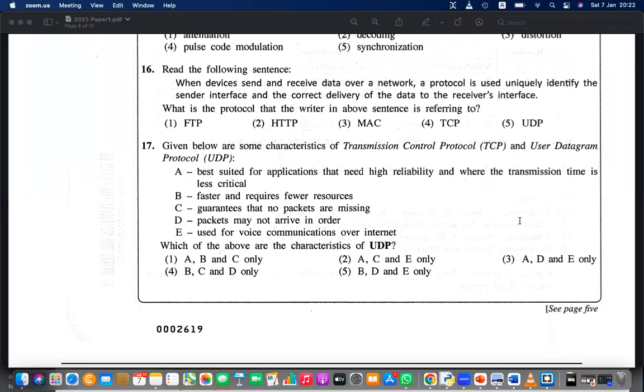FTP is file transferring, which is not relevant to this one. FTP is just for file transferring. HTTP is web transferring. It does not deal with network interfaces. TCP is transmission control protocol, which also makes a connection, mainly in the internet environment. TCP is for reliable delivery and UDP is unreliable delivery. TCP is a connection-oriented protocol where the path is established before sending the data. UDP is a connectionless protocol where the path is not established, like taxis, three wheels.